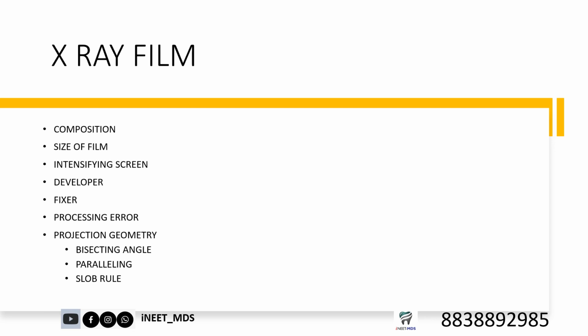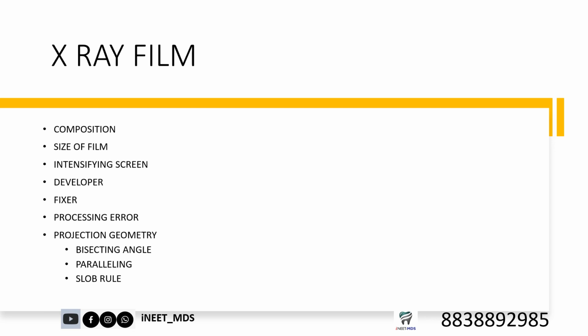And then you should know the composition of developer and fixer. Not only the composition, but the function of each and every component used in developer and fixer. Then a little bit about processing errors: if a particular finding is there in an X-ray, what type of error it is due to. So you should read about that.